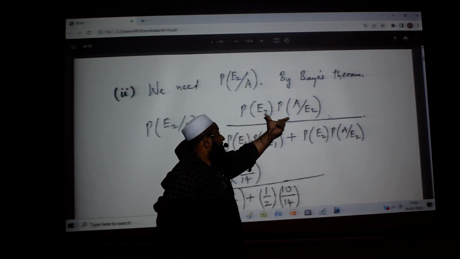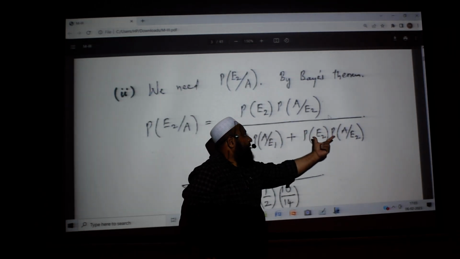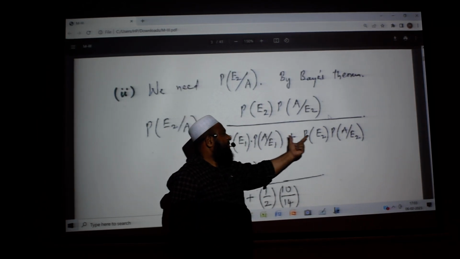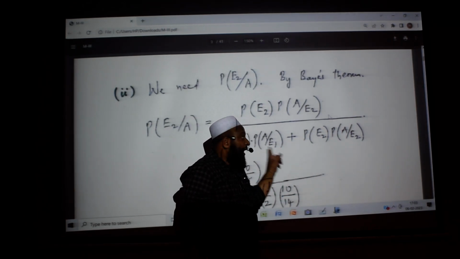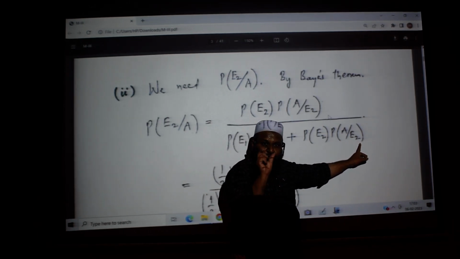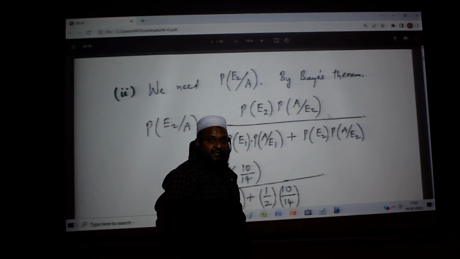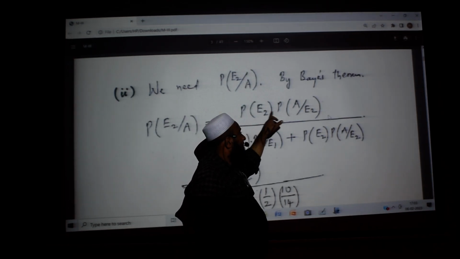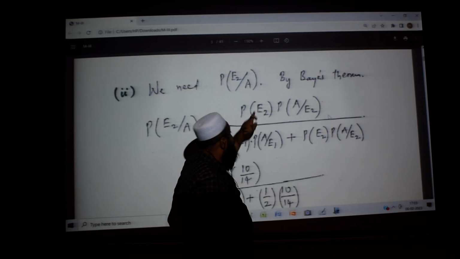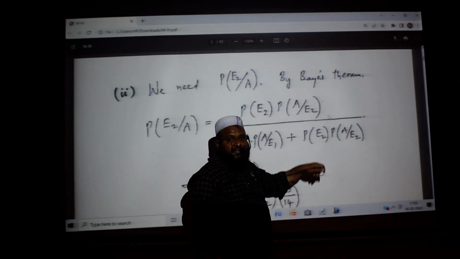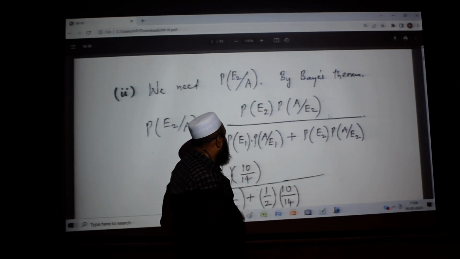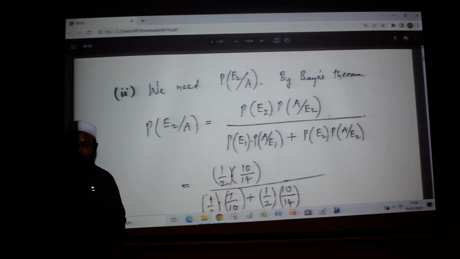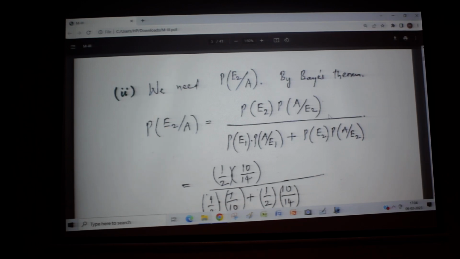Once you have written for E2, this is the second part. In the first part, you will have E1. The same type of products will come. Among n products, only one term comes in the numerator. Suppose you want to know E1 by A, then E1 will be here, P of A by E1. This is appearing here. The second will be there as it is. I hope you understood. So what is this? That is written here with the probabilities. Are you following?